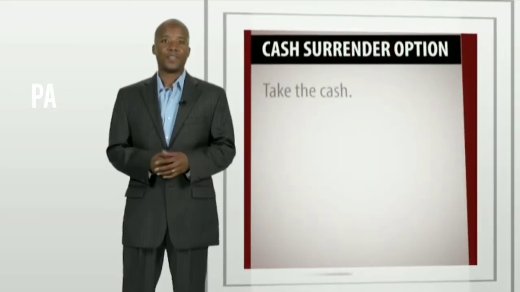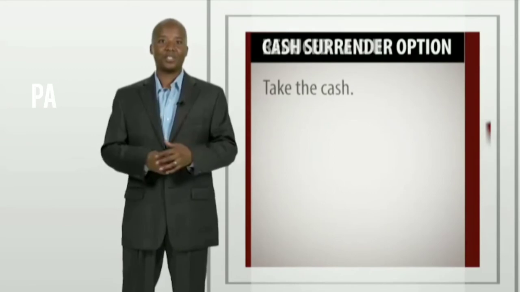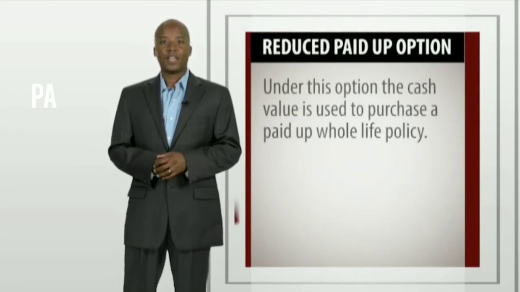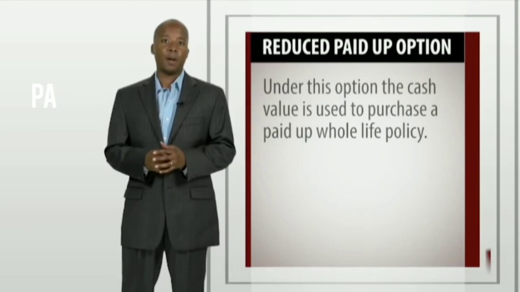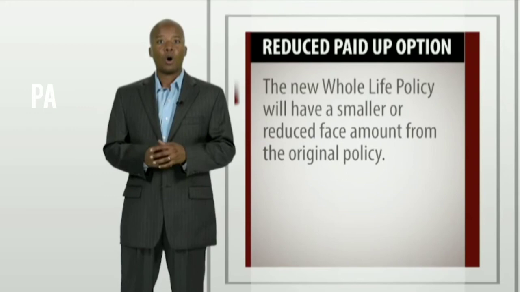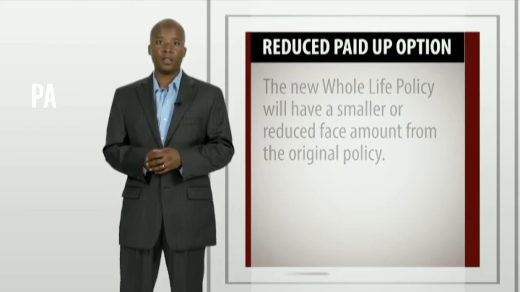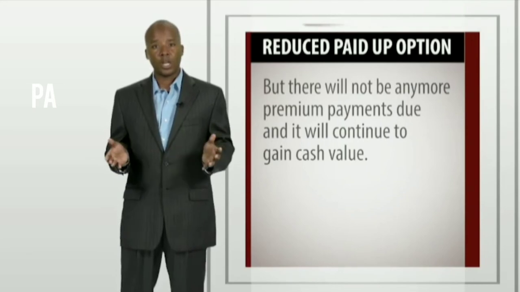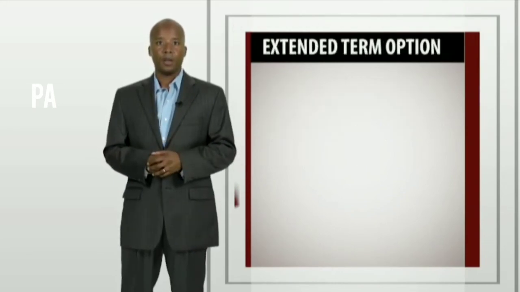Cash surrender option. Very simple. Take the cash. Reduce paid up option. Under this option, the cash value is used to purchase a paid up whole life policy. The new whole life policy will have a smaller or reduced face amount from the original policy, but there will not be any more premium payments due, and it will continue to gain cash value.